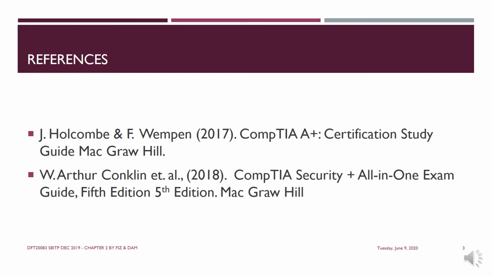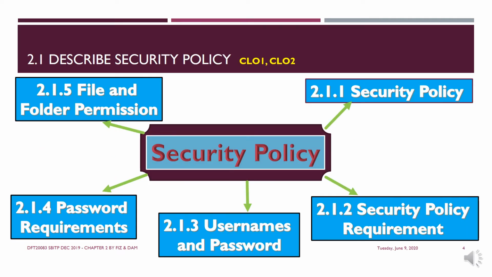Here are the references that you need to take into consideration for certification study and also for CompTIA Security all-in-one exam guide. Next is about the description of security policy. There are 5 kinds of subtopics that you have to learn. For example, security policy, the security policy requirements, usernames and passwords, password requirements, and files and folder permission.